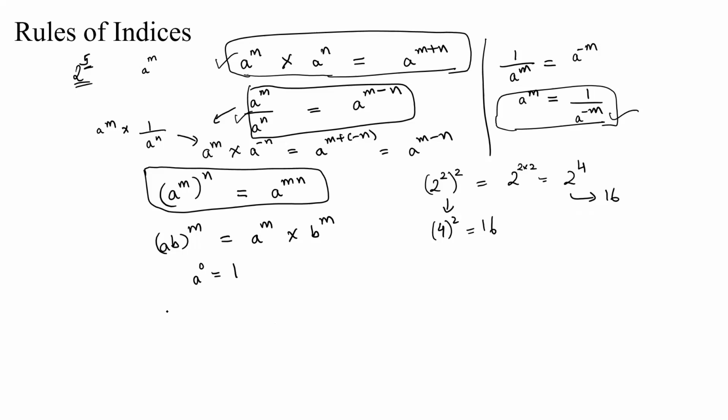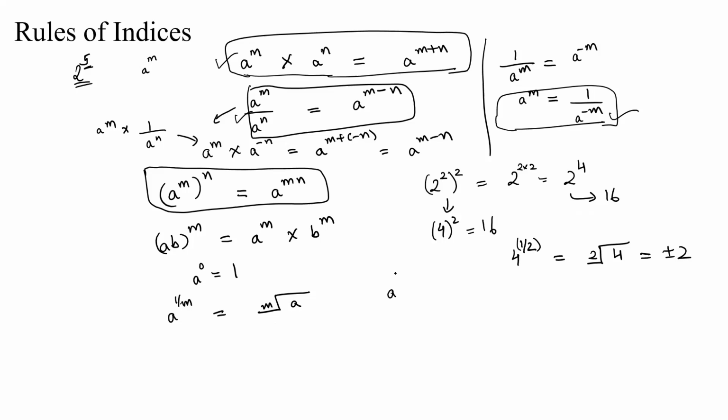Then we have a raised to power 1 by m, which is nothing but the mth root of a. For example, you have 4 raised to power 1 by 2. What is this? This basically is the second root of 4, the square root of 4, which is plus minus 2. Okay. So if you have a number in this form, that means it is the nth or the mth root of that number.